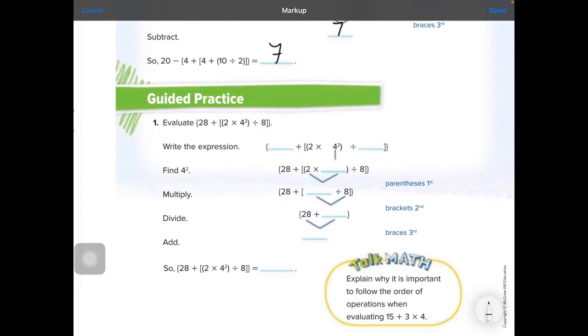Okay, guided practice, evaluate. Ooh, we've got brackets and braces and parentheses. Let's see. Write the expression. They forgot to put the 28 right there, so let's get the 28 right here.